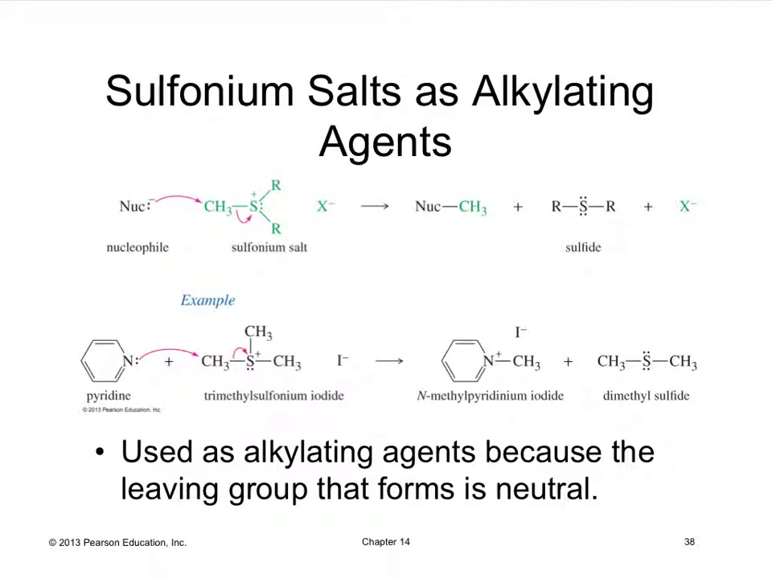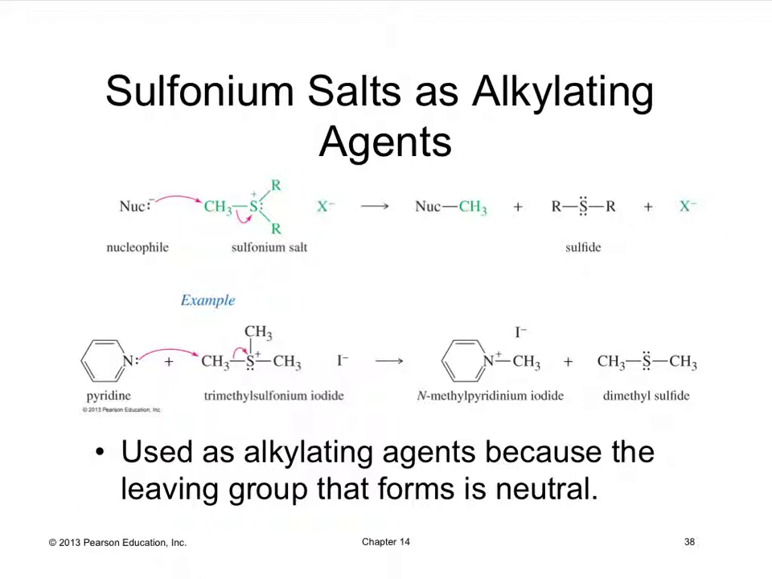Sulfonium salts can also serve as alkylating agents. So if you have a nucleophile that can attack, here's your sulfonium salt. Electrons get pushed back. So this is an SN2 reaction. So then you formed, right? You've just alkylated with this methyl group onto this nucleophile, forming the sulfide and your halide.